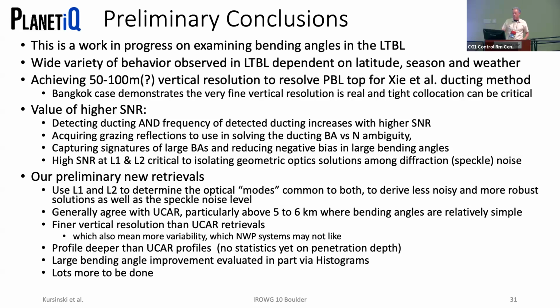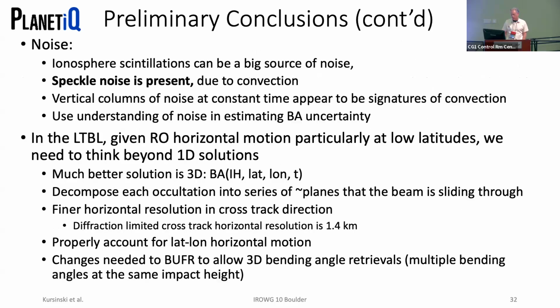The high SNR is very important for the ducting detection, picking up the grazing reflections. What I've used it here for is capturing the large bending angles and reducing the negative bias at those bending angles. And to me, it's really important to have two wavelengths at high SNR, so you can see in all this diffraction noise what stands out as being common at both of those. Yeah, we've worked on these retrievals, and we're making progress. We're actually profiling a bit deeper than UCAR.